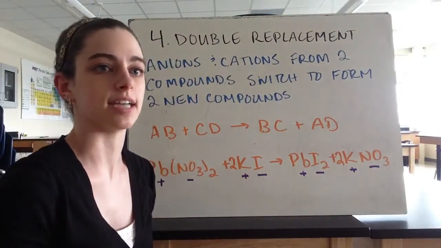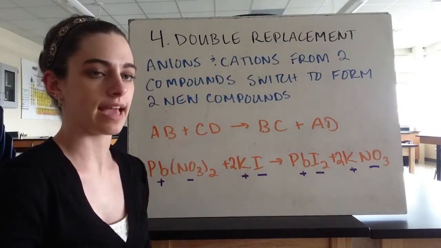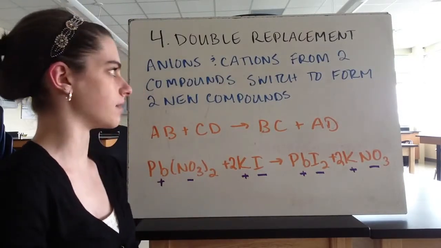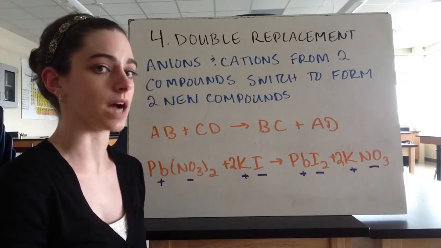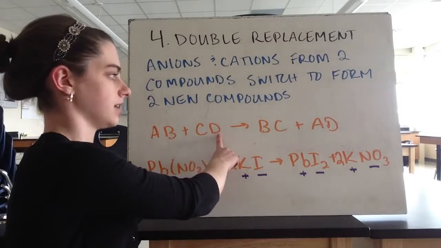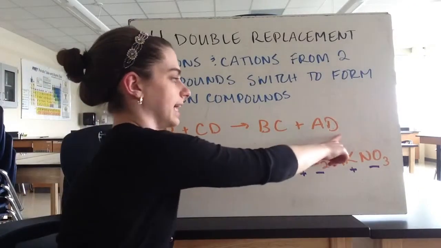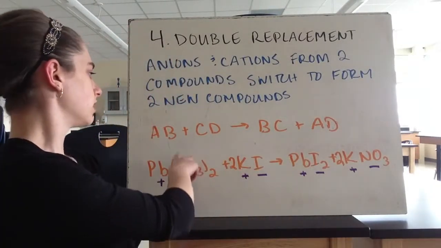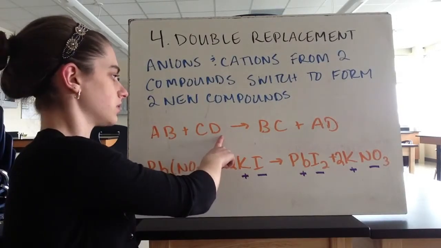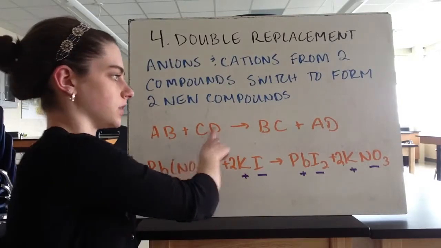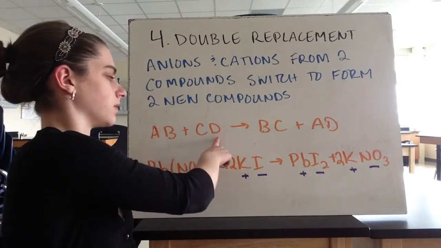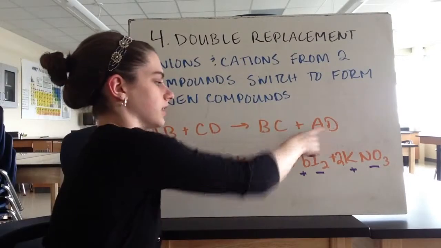Our fourth reaction is a double replacement. So this is where the cations and the anions, both the positives and the negatives, are going to switch spots from 2 different compounds to make 2 entirely new compounds. So we have compound AB reacting with compound CD to get BC and AD. So in this case, A and C are our positives, B and D would be our negatives. So B is going to combine with C, which is the other positive. A is going to combine with D, so that we have a positive and negative over here.